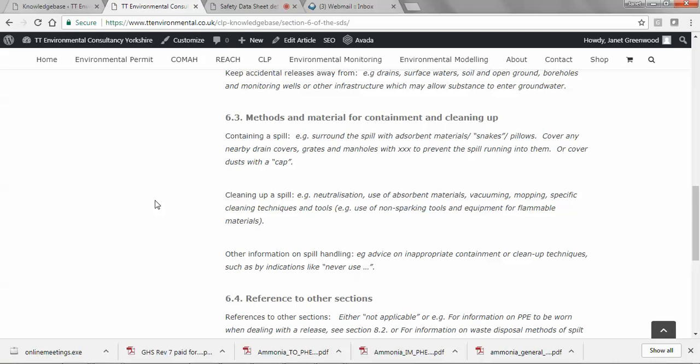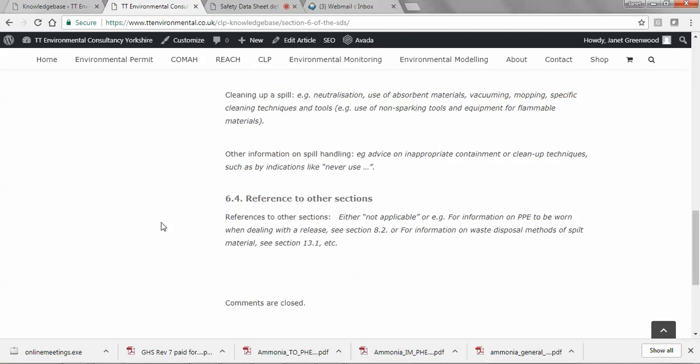And you can also include other information like never use certain things. For example, if you've got some kind of material which somebody might say, oh, it's an acid, I'm going to add an alkali to it, and you might go, no, don't use that particular one because we know it's incompatible. That information, if you don't already know it, will come out of a textbook like Bretherick's.